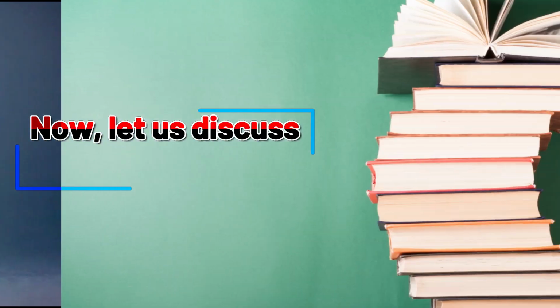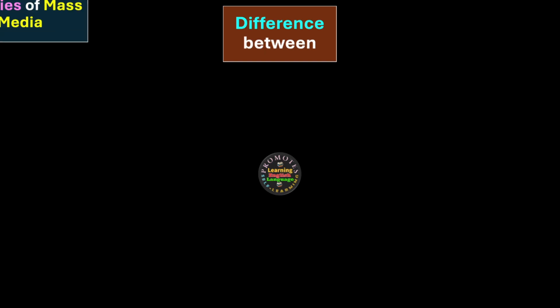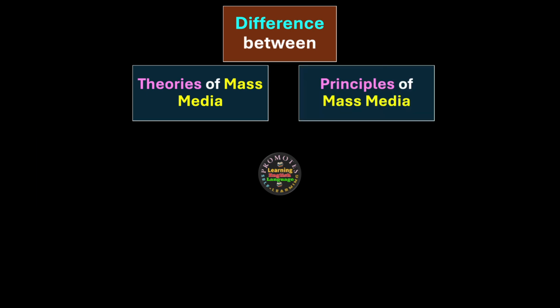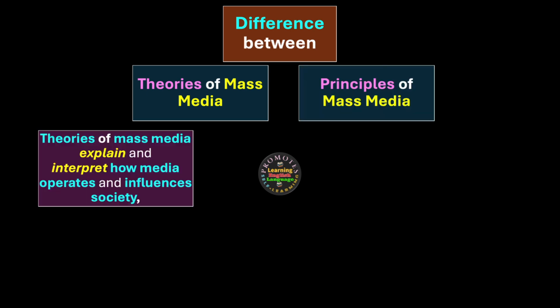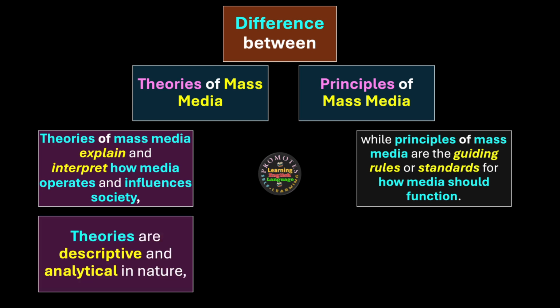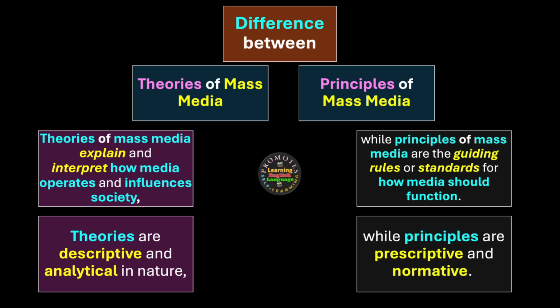Now let's discuss the current topic: the difference between theories of mass media and principles of mass media. Theories of mass media explain and interpret how media operates and influences society, while principles of mass media are the guiding rules or standards for how media should function. Theories are descriptive and analytical in nature, while principles are prescriptive and normative.